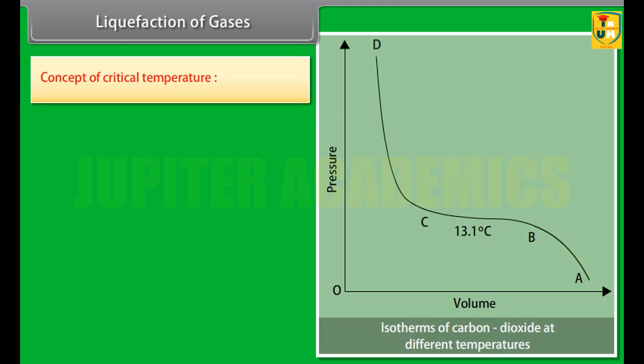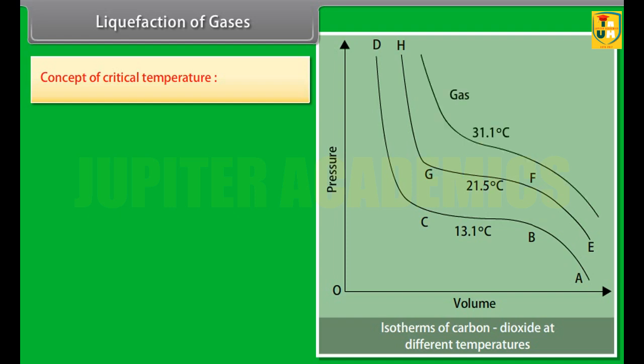Thus, along the portion AB, carbon dioxide exists only as gas, along the portion CD only as liquid, and along the portion BC, the liquid and the vapor are in equilibrium with each other. The isotherm EFGH at 21.5 degrees Celsius is similar to that at 13.1 degrees Celsius, except that the horizontal portion over which liquefaction occurs is shorter. In the isotherms above 31.1 degrees Celsius, the horizontal portion completely disappears. This shows that above 31.1 degrees Celsius, the liquefaction of the gas does not take place at all.